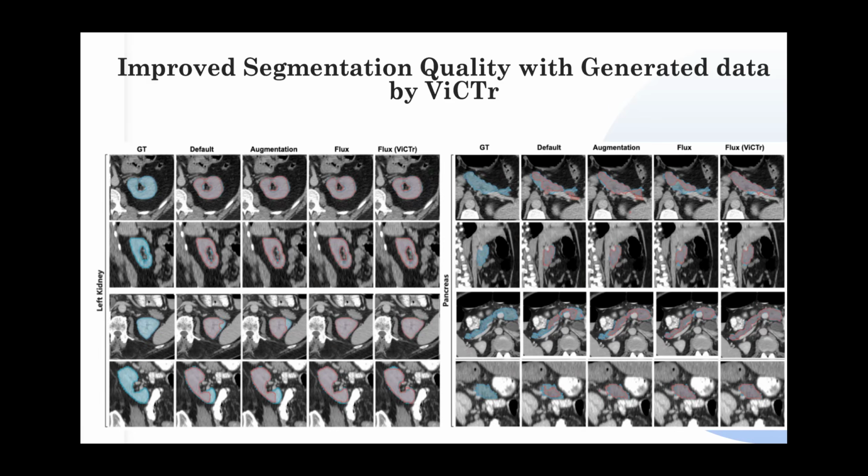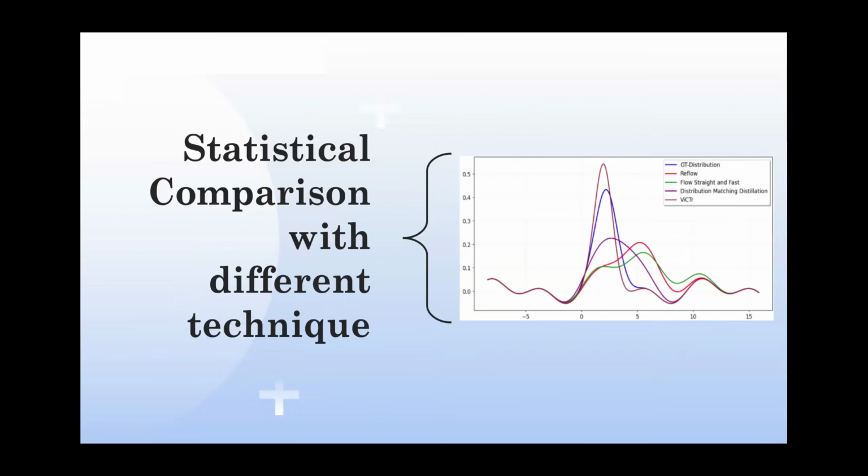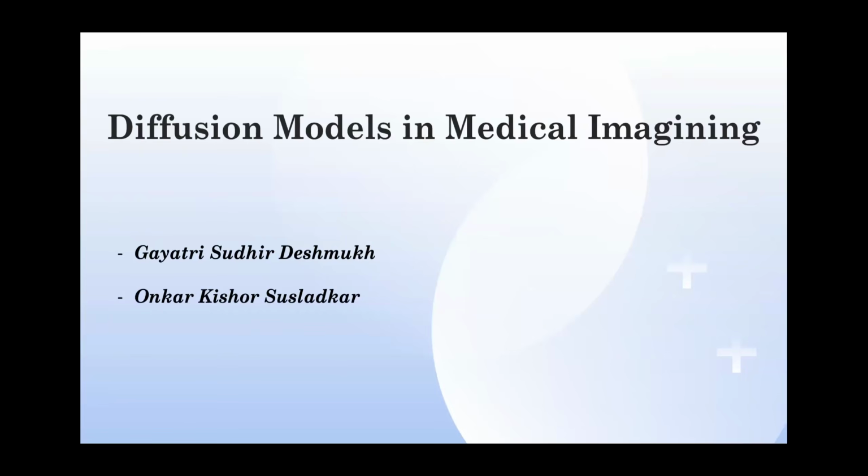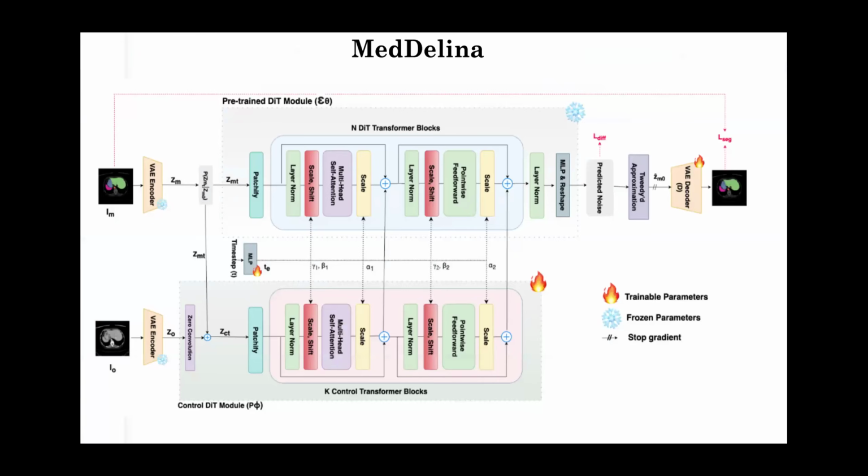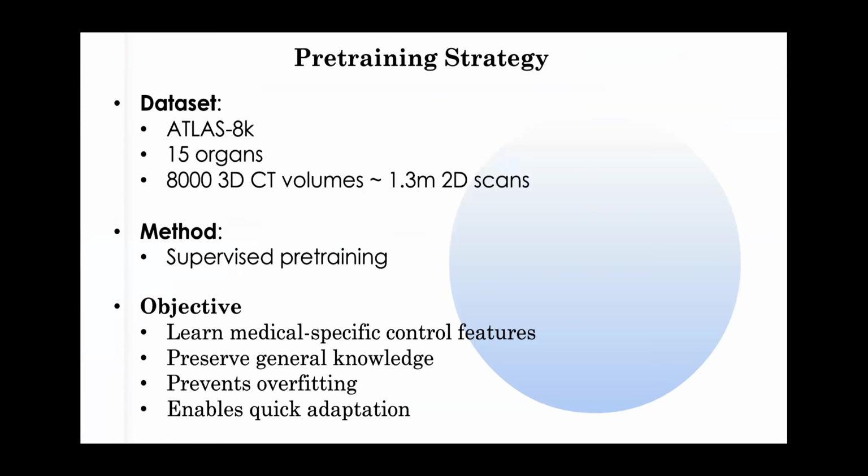Thanks for the great presentation. One first question about the Atlas dataset. So you use the Atlas 8K, right? Atlas 8K, yeah. And that has 15 organs. Do you know if they have contrast and non-contrast CT? No, they only have the contrast CTs actually. Only contrast CTs. Okay.